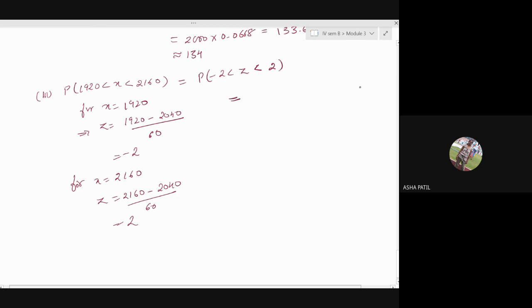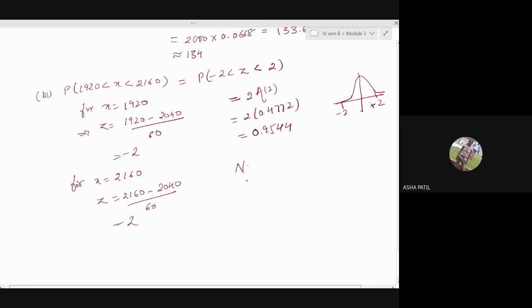Now what is to be calculated, written in terms of area? 2 times A of 2. Area towards the left side or towards the right side is the same, you know it. So we'll write it as 2 times A of 2. A of 2 is already given to us, 0.4772. So we get 0.9544.